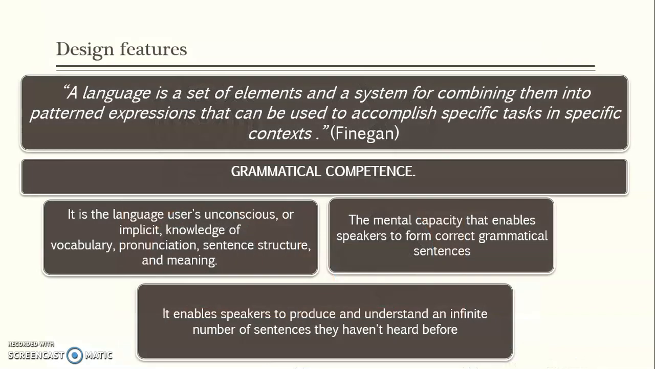Now we're going to talk about the sign features of language. As I told you already, they are shared by all human languages, no matter if they are Aboriginal languages or European languages. So Finnegan said that a language is a set of elements and a system for combining them into pattern expressions that can be used to accomplish specific tasks in specific contexts. There's a lot to talk about here: combining, pattern expressions, and accomplishing specific tasks is another key element.